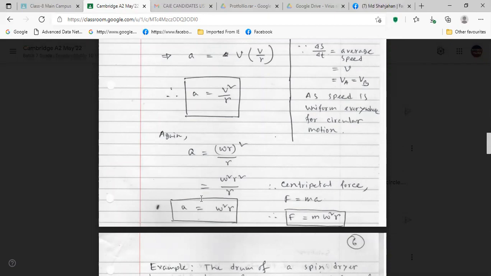This is the foundation or basics, and you will get questions combining gravitational field and circular motion. So our worksheet will also be on these two topics together. Is it clear? Is it fine for you?